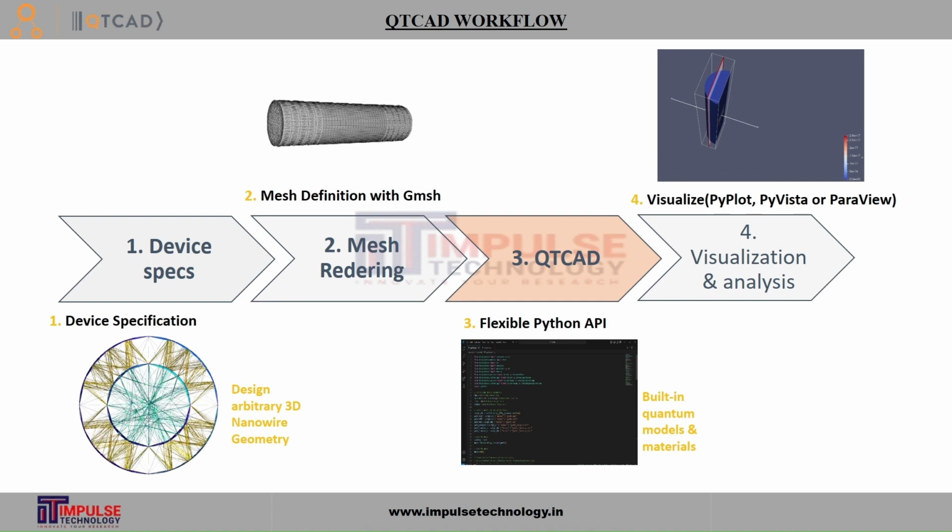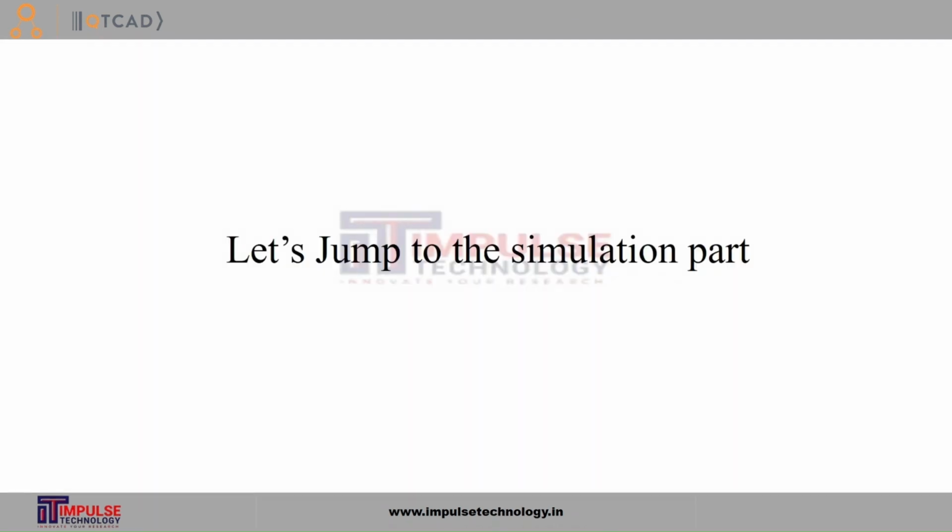For the simulation part, as you remember from the workflow of QTCAD, the first step is to create the geometry of the device, where we can define the shape and dimensions of the device geometry. I created it earlier with the name nanowire_background_charges.geo file. Let's open it with the Gmsh software.